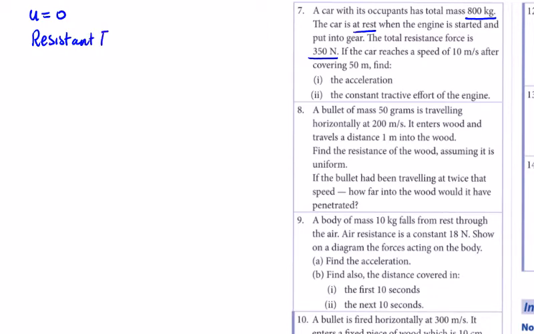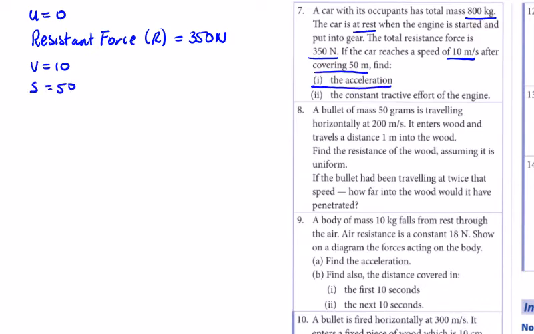Resistance force, we call R, is 350 newtons. If the car reaches a speed of 10, so we're told u, well, my final speed v is equal to 10, after covering 50 meters, s is equal to 50.